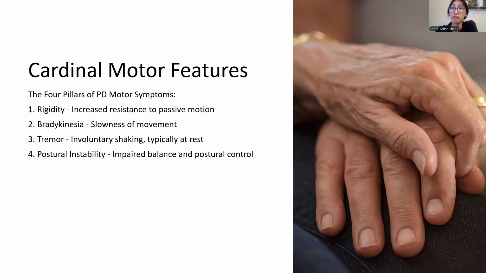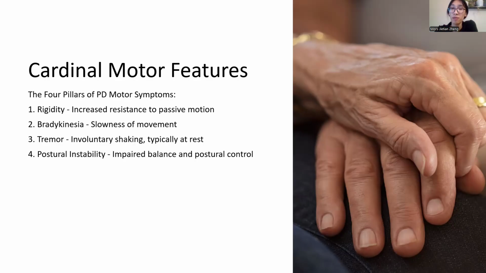Second is bradykinesia, which literally means slow movement. And this is actually the one feature that's common to all Parkinsonian disorders. It's not just moving slowly, but also having difficulty initiating movement and reduced amplitude of movements.